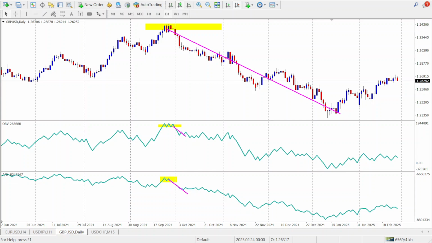So basically, when both indicators are giving you the same signal, it could improve the accuracy and filter out false signals, giving you confidence in the trend.